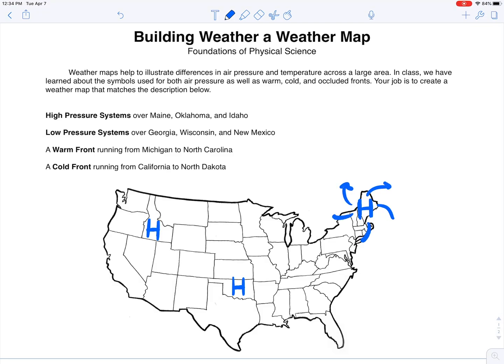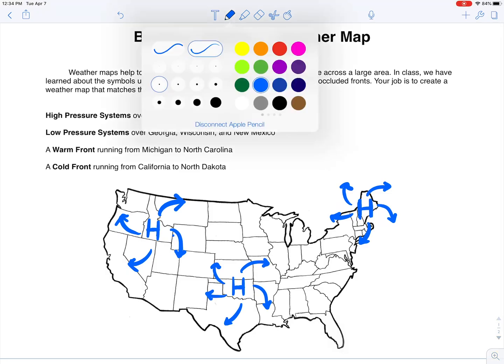Now remember, with high pressure, we're going to have arrows going outward, away from the area of high pressure, and spinning to the right. So when you're all said and done with your high pressures, your map should look a little something like this. Just like that. There's our areas of high pressure.